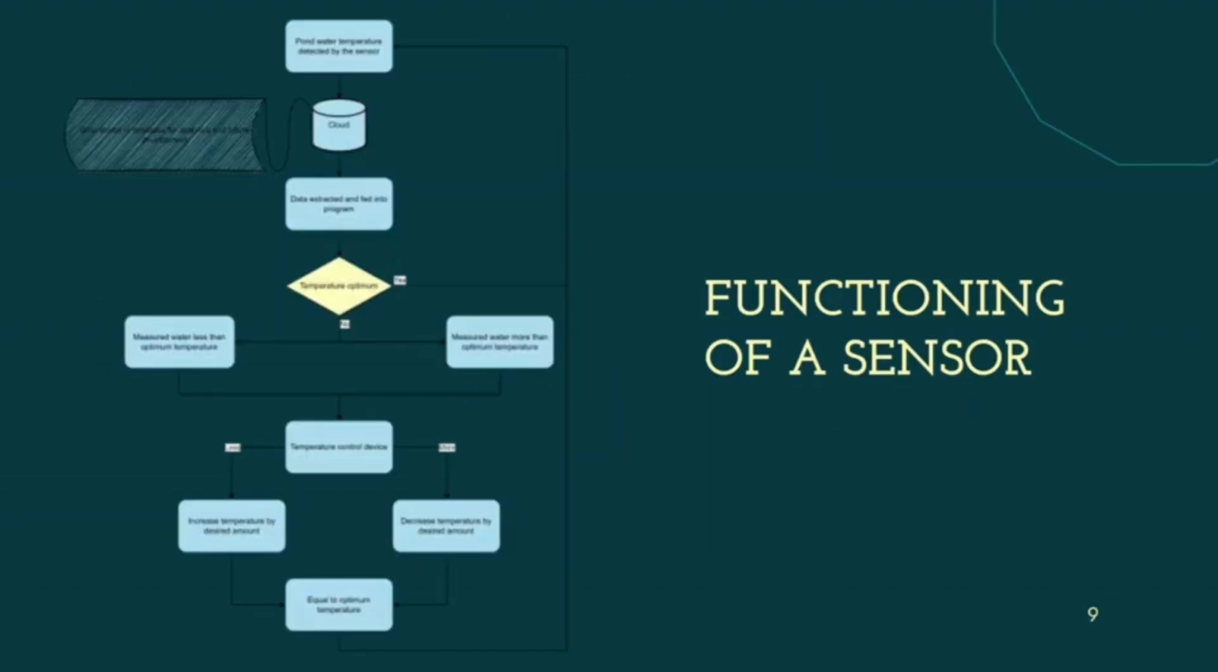This block diagram depicts the functioning of a sensor. The parameter taken as an example is temperature, and all of the other sensors work the same way. First, the pond water temperature is measured by the sensor. The data is then collected and sent to the cloud for storage and analysis. If the temperature recorded is optimum, no further action will be needed. However, if the temperature recorded differs from the optimum range, certain processes are used to change the temperature for perfect functioning of the farm. Similarly, all other sensors give the outputs and accordingly the farm runs without human intervention.